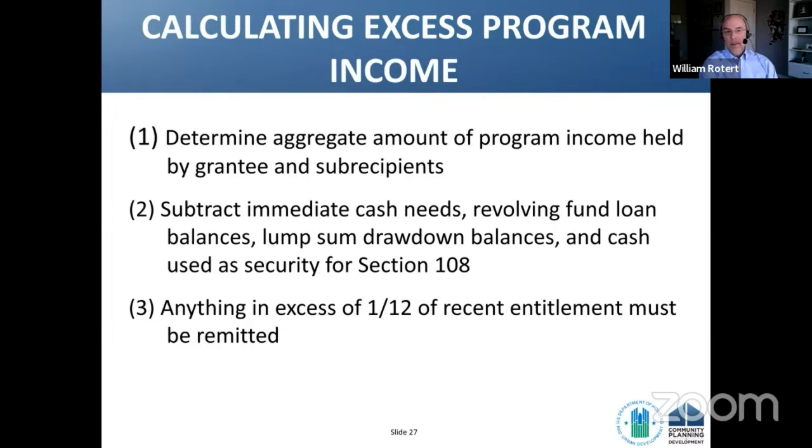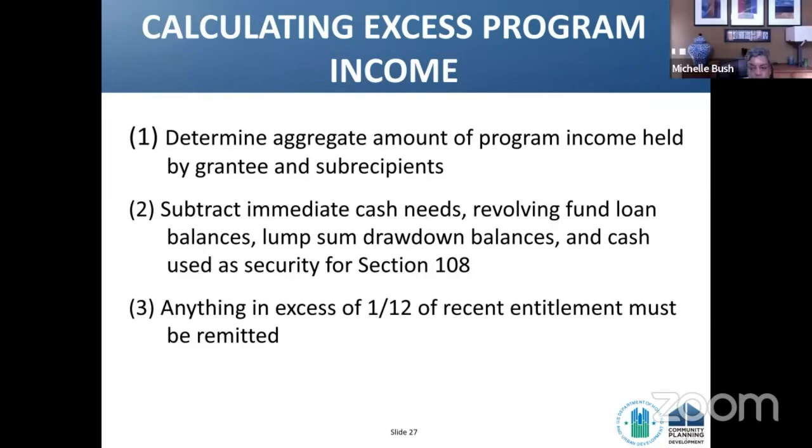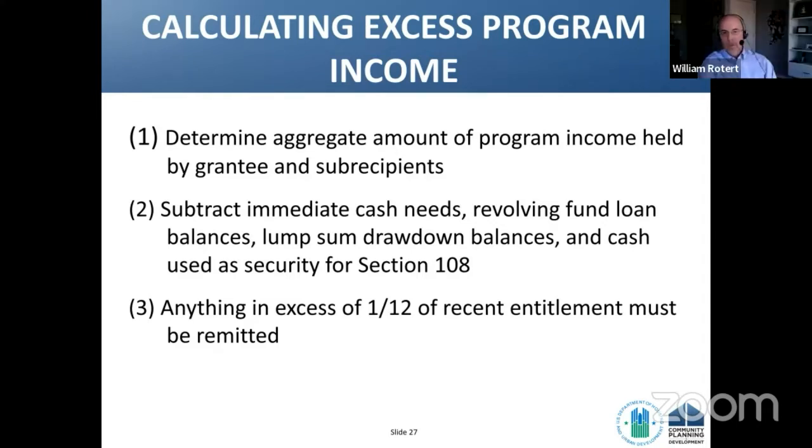You might deduct from that the lump sum drawdown balances. Many grantees have a lump sum drawdown for things like single family housing rehab. And then cash used as security for a Section 108 loan guarantee. As I mentioned earlier, if you have a Section 108 loan guarantee, those funds are treated very differently because they are treated as security for that Section 108 loan. And so the last thing you need to take into account is that anything in excess of 1/12 of your most recent entitlement grant must be remitted. So we have a little chart to show you how that's done. Next slide.